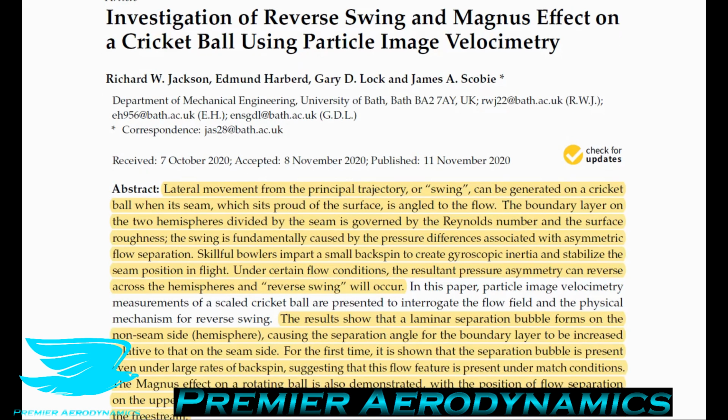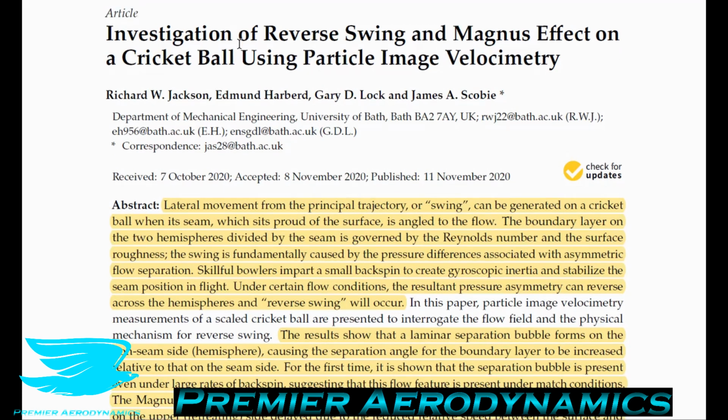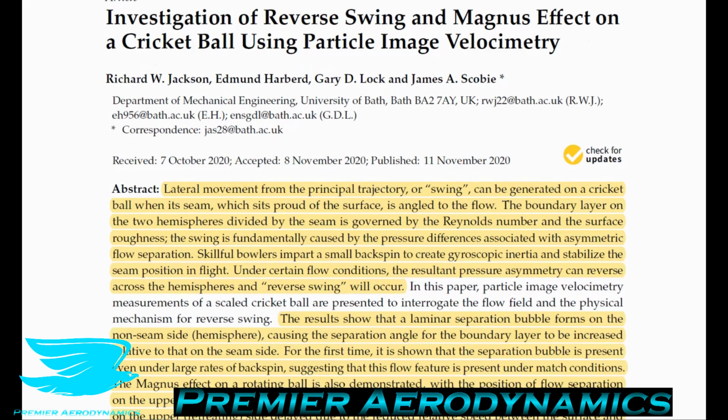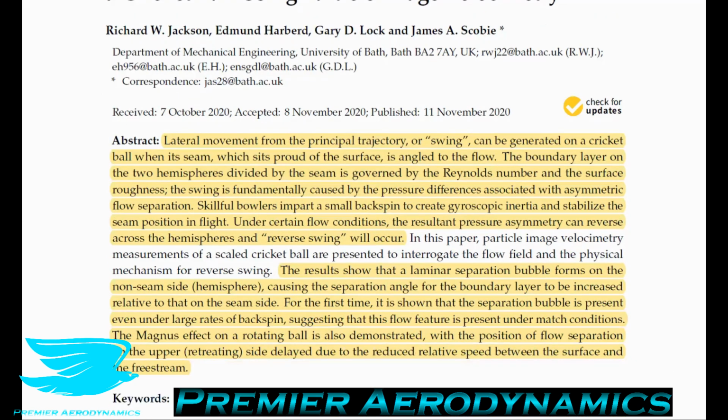And to look into this, we're looking at a paper called Investigation of Reverse Swing and Magnus Effect on a Cricket Ball using Particle Image Velocimetry. So, overall, what happens with a cricket ball when you put spin on it? Usually you align the seam. A cricket ball has effectively two halves with a seam, outside seam, dividing it along the hemisphere.